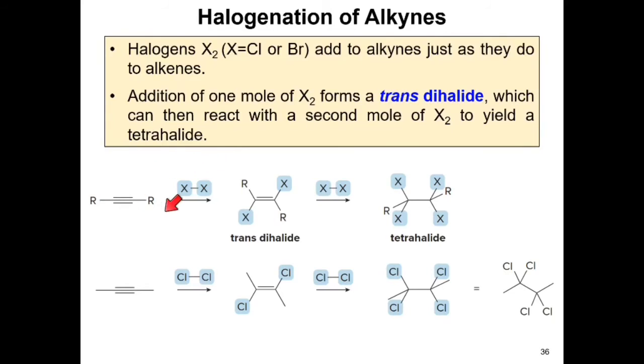So this first electrophilic addition reaction results in the formation of a trans dihalide, in which the 2 halogen atoms are on opposite sides. The second halogenation process of the trans dihalide results in the formation of a tetrahalide. Here's an example. So we have an alkyne undergoing chlorination reaction, which is an electrophilic addition reaction, results in formation of a trans dichloride. And reacting this with another round of halogenation reaction results in a formation of a tetrachloride.